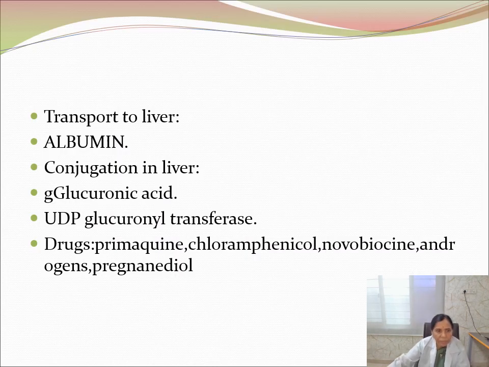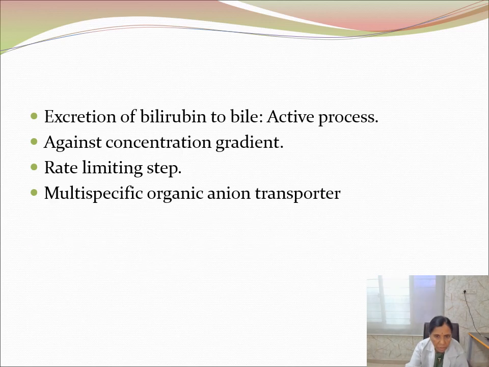And transport to the liver with albumin, and conjugation in the liver with glucuronic acid. UDP glucuronyl transferase is the enzyme here. And we need to remember the drugs, primaquine, antibiotics, chlorpheniramine, and hormones, androgens, if the patient is on such drugs. Excretion of bilirubin into bile is an active process, taking place against the concentration gradient. That is the rate limiting step, through the multispecific organic anion transporter.